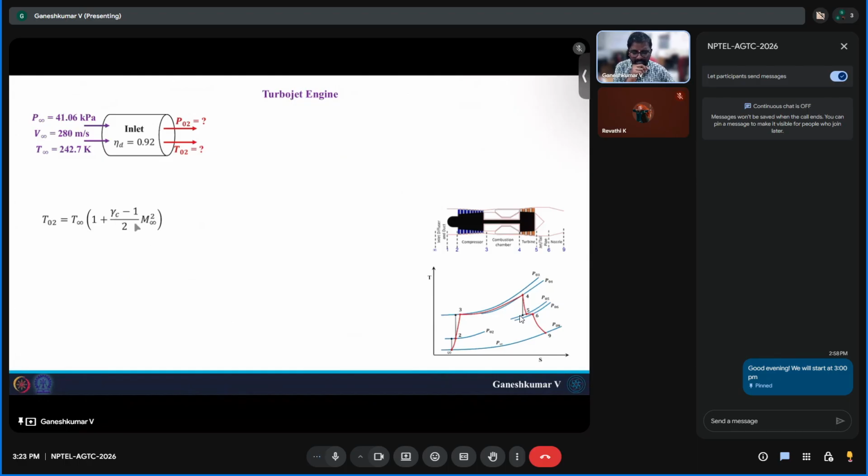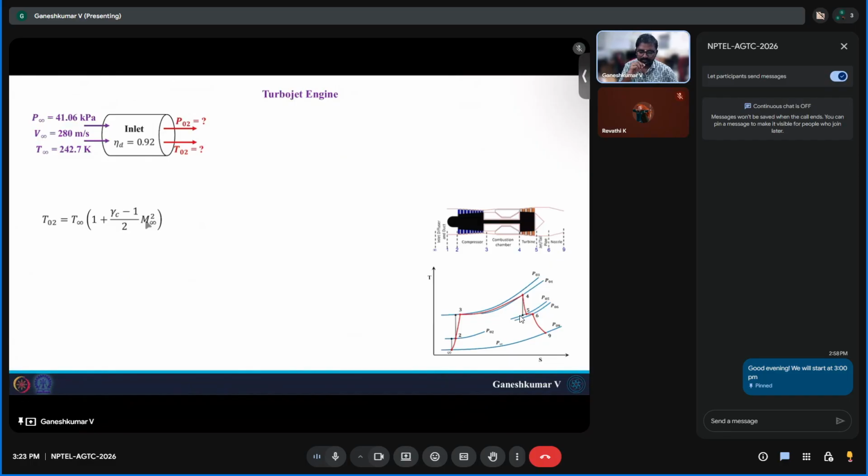Inlet, you can still consider it to be an adiabatic process, but it's not an isentropic process because of entropy losses. That's why you have this isentropic efficiency of 92%. But still you can consider it as an adiabatic process, which means there is no heat loss, and hence you can find the temperature based on just this isentropic relation, where you need M infinity as an input.